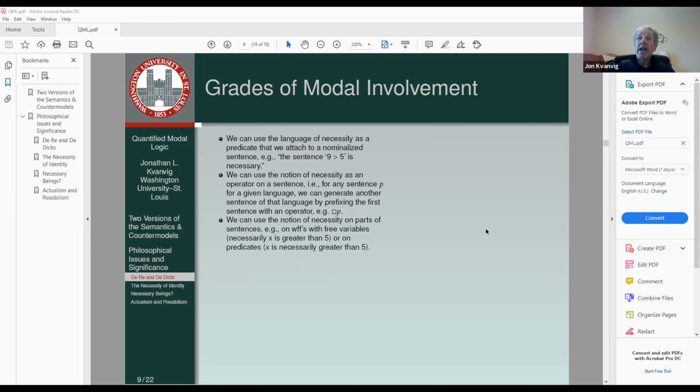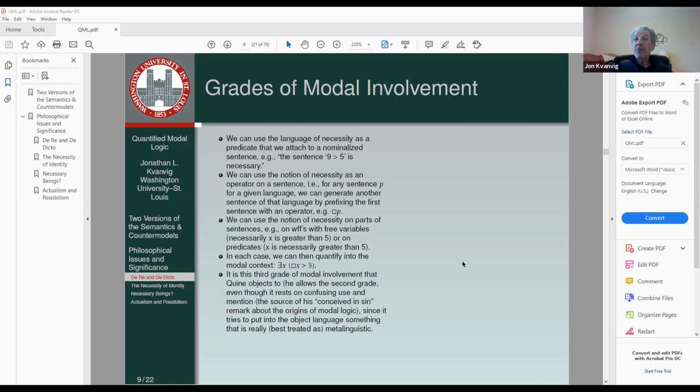Again, at first glance, that would seem like an innocuous difference between grades 1, 2, and 3, but Quine thought all sorts of bad things happened. Once we get to the third grade of modal involvement, where you have free variables, or if you had constants, you could do the same thing. You could introduce quantification into modal contexts. So if you have x is necessarily greater than 5, you can quantify in by saying there is an x such that necessarily x is greater than 5.